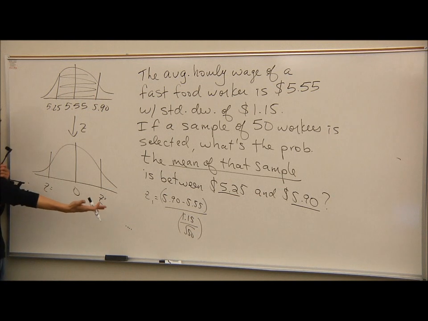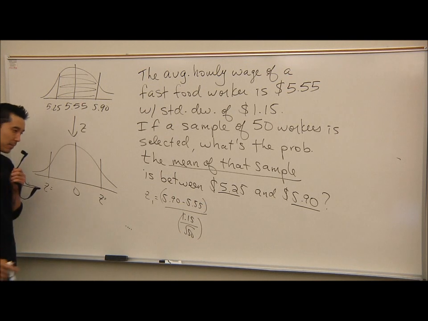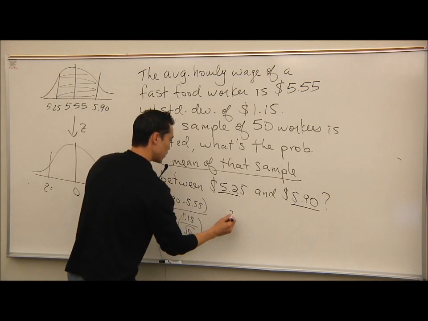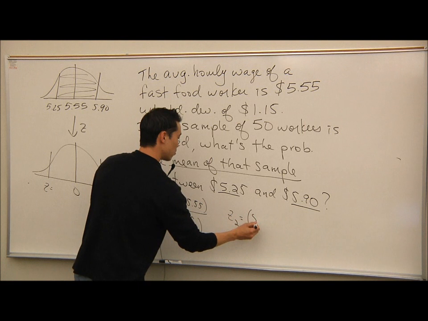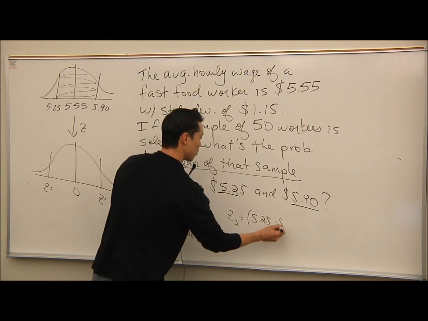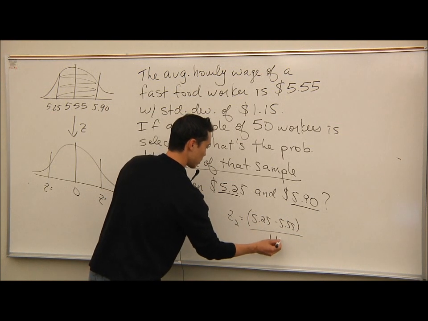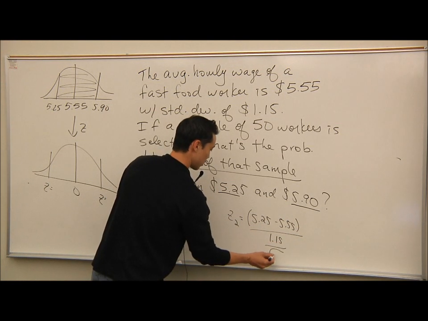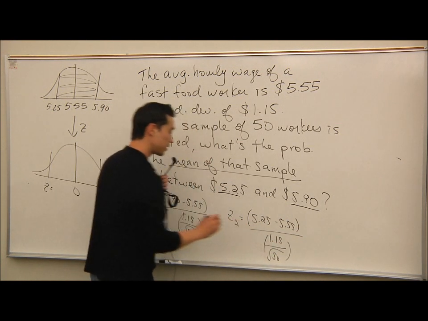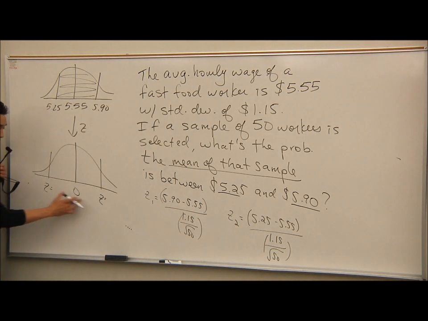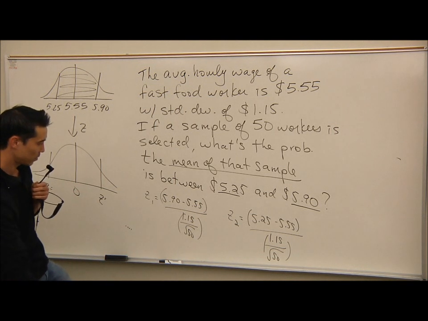Then you'll do the exact same work to get the z-value for 525. You'll do 525 minus 555 divided by that same standard deviation. Okay? So calculate those two z-values, and then once I have those, then finally the problem becomes find the area between two z-values. Okay? And then we'll be in the home stretch.